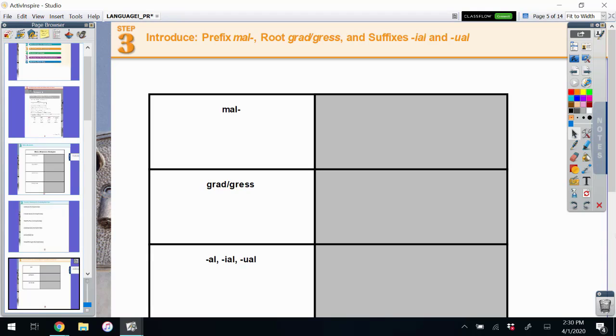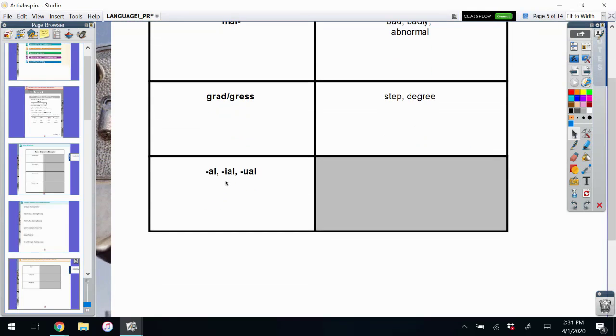In step 3 today, we are going to use the meanings of prefixes, base words, roots, and suffixes to define words. Let's look at these prefixes, roots, and suffixes here. Our first one is mal. The prefix mal means bad, badly, or abnormal. Grad or gress means step or degree. And al, ial, and ual is relating to or characterized by.